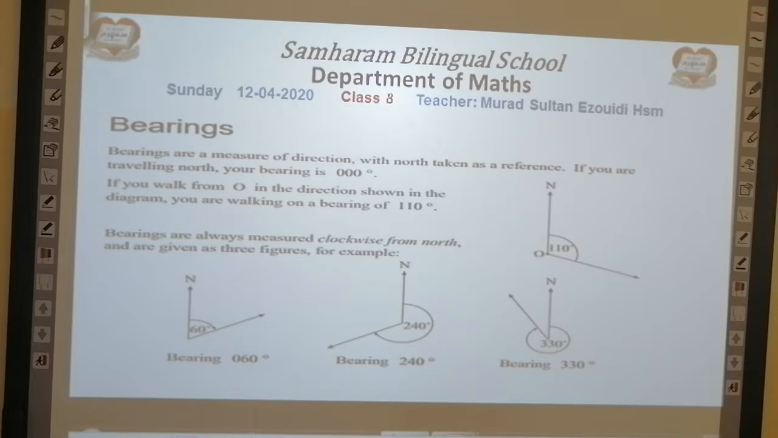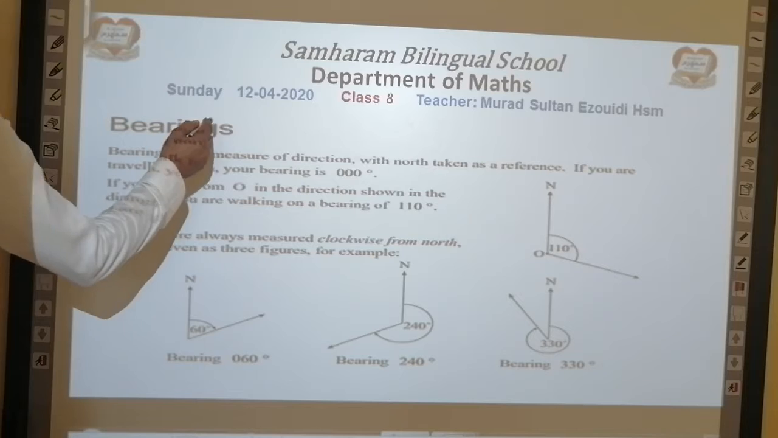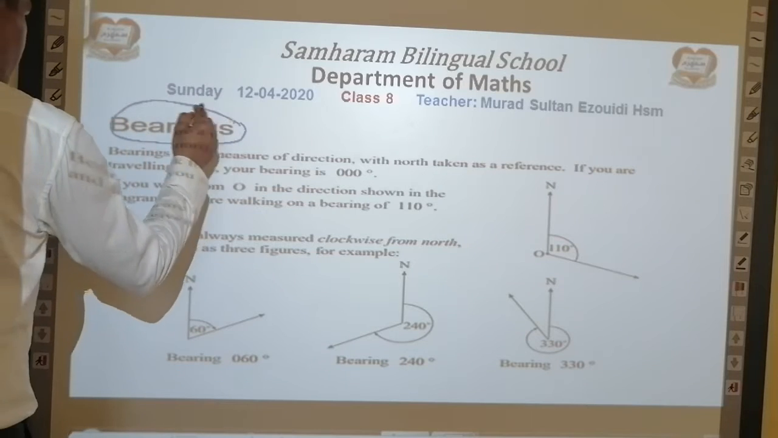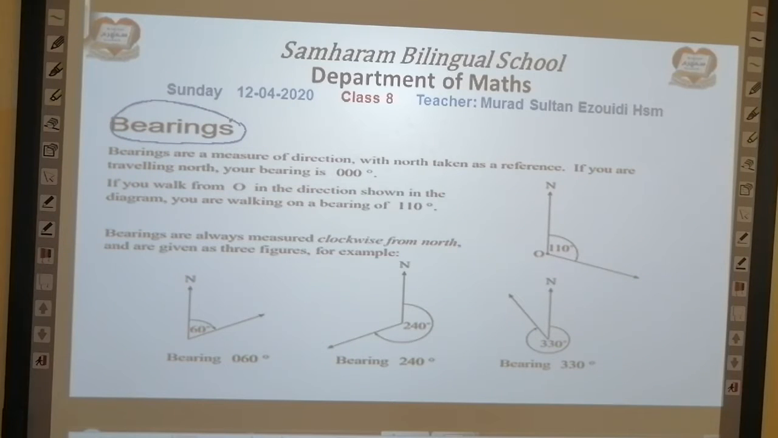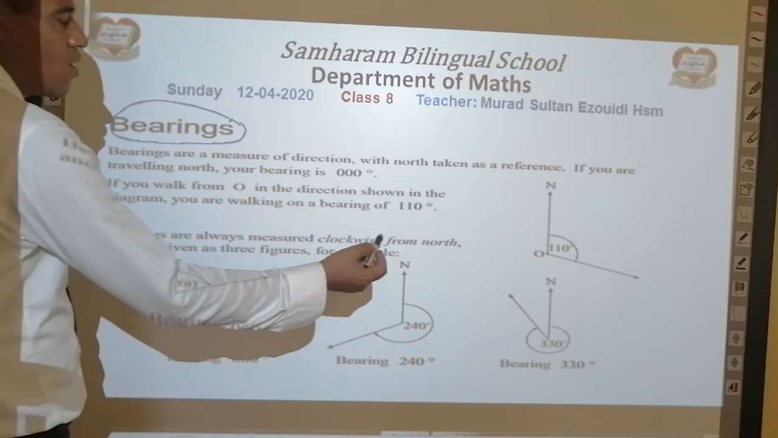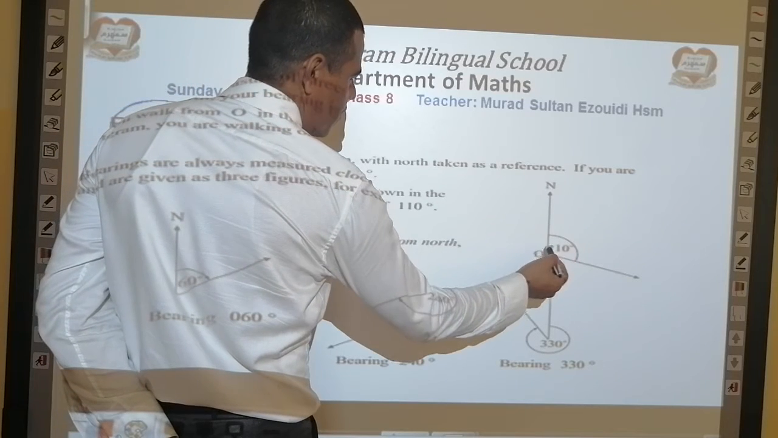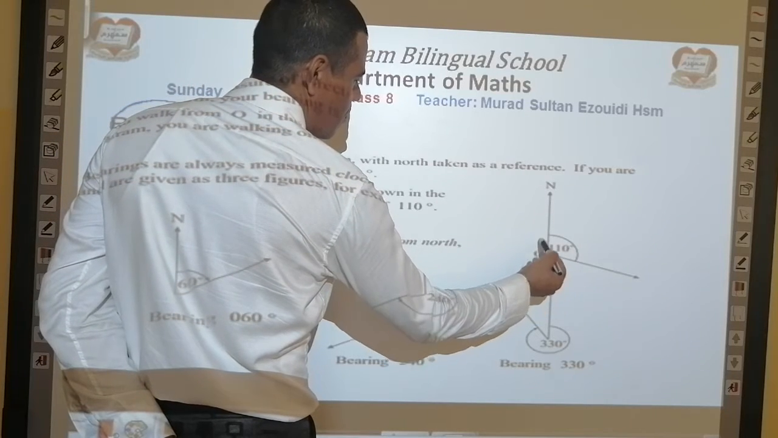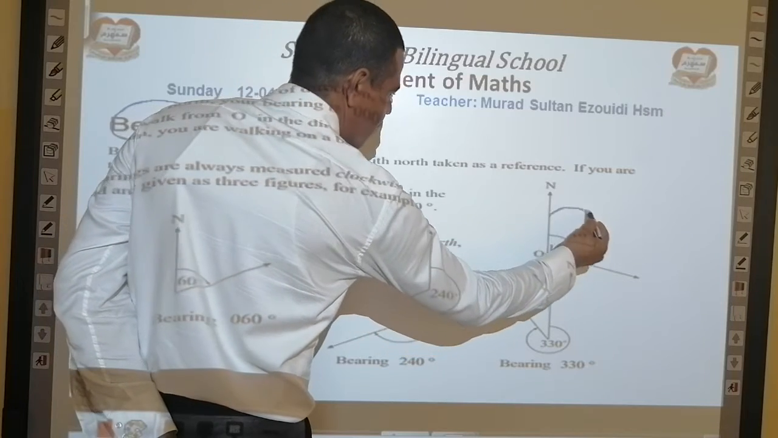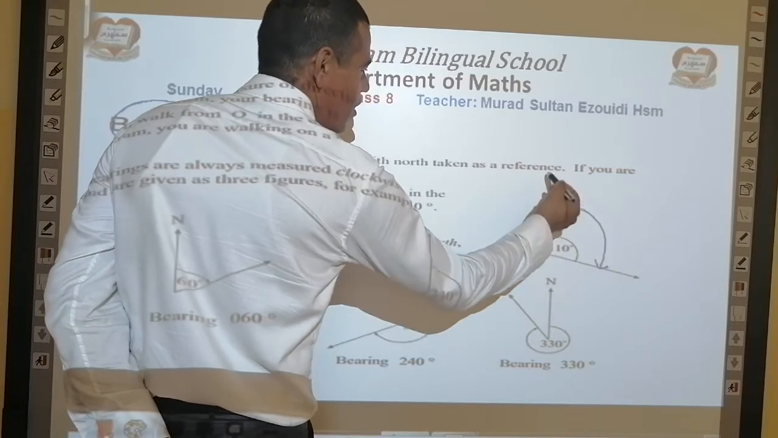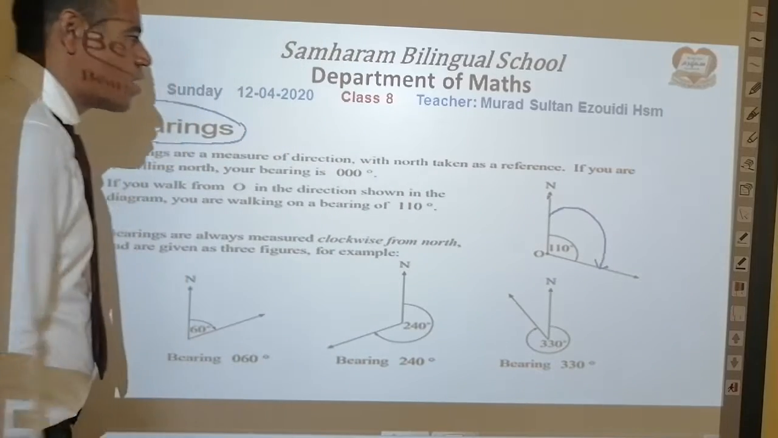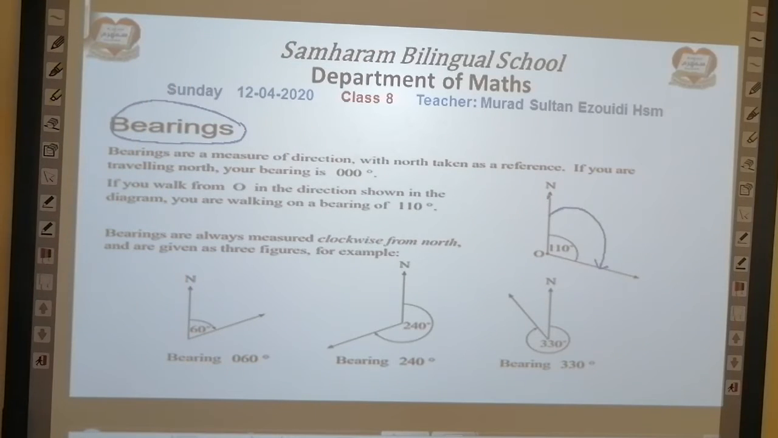First of all, bearing. What is a bearing, my kids? What is the meaning of bearing? A bearing is a measure of direction, with north taken as a reference. For example, if I would like to measure this angle, I will start from the north direction and go clockwise. So bearings are a measure of direction with north taken as a reference. If you are traveling north, your bearing is 0.